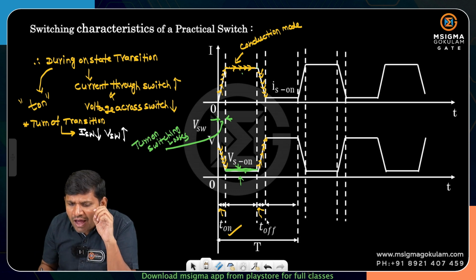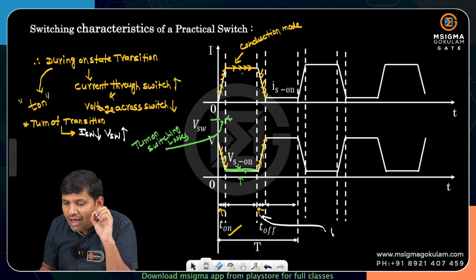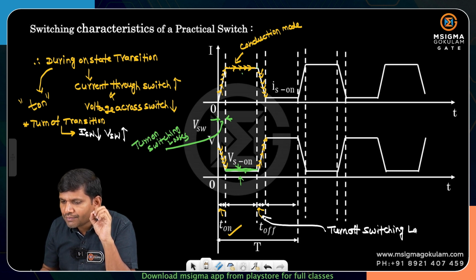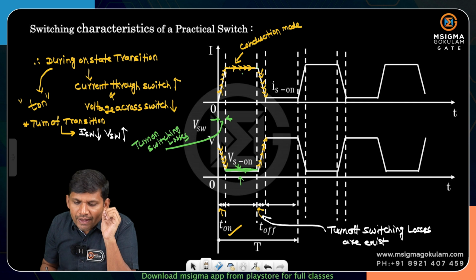Then during this turn off transition, which losses take place? Turn off switching losses exist. Concentrate. Turn off switching losses exist. Clear? Then again, what is this state, students?